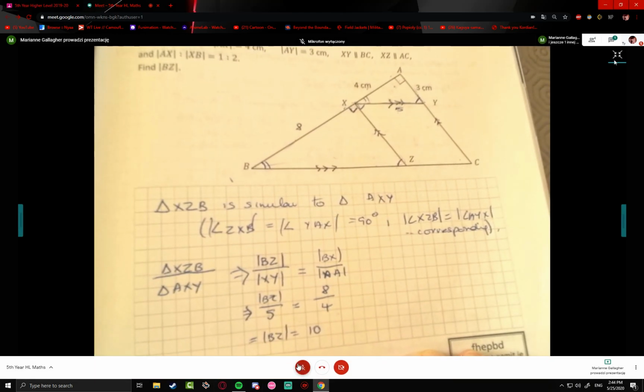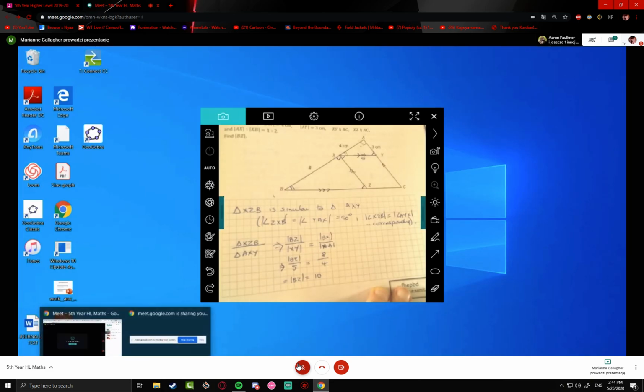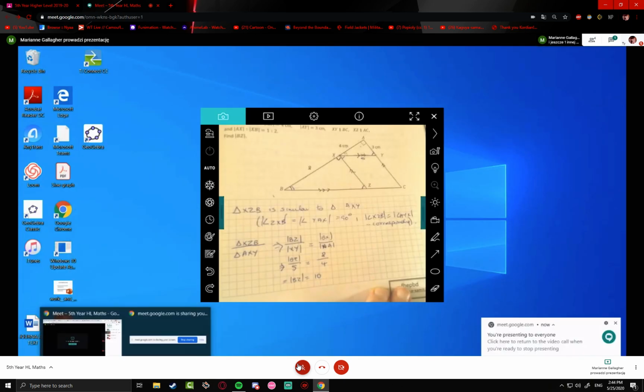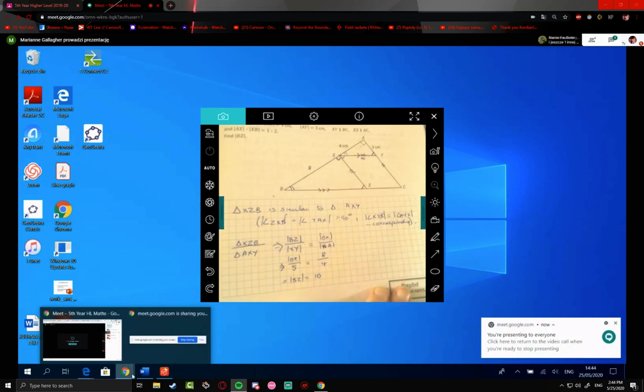Yep. Okay. Another one I thought we should have a quick look at, because it'll come up in the test, is the probability with the conditional events.